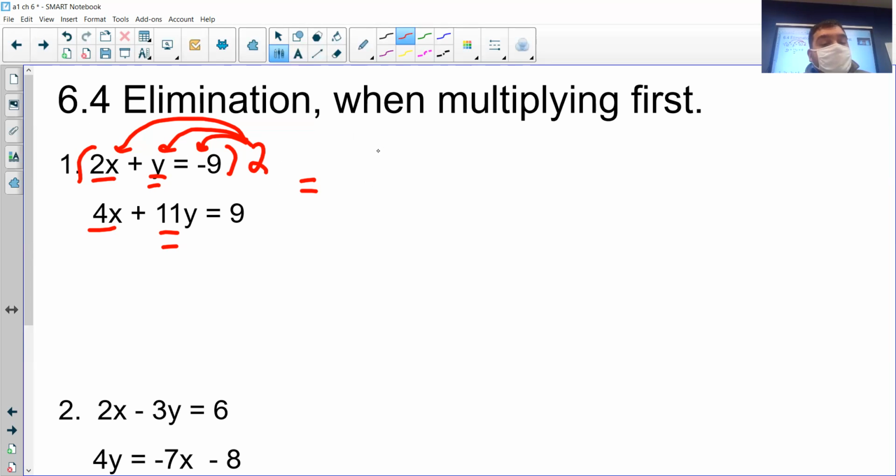Multiply first. So 4x plus 2y equals -18. Everything gets a 2. It's very common to miss the one on the other side of the equal sign.